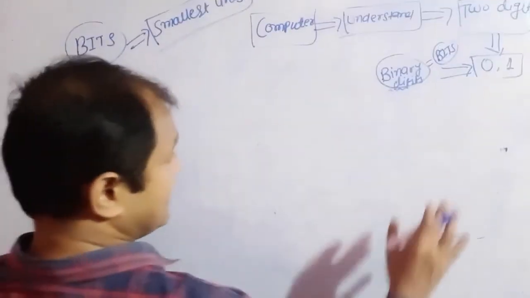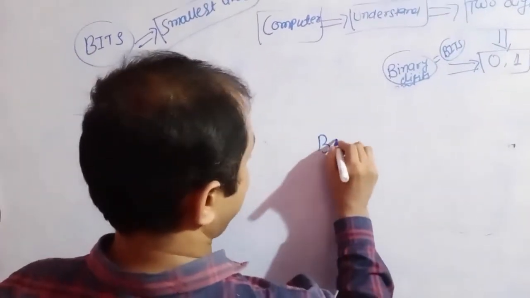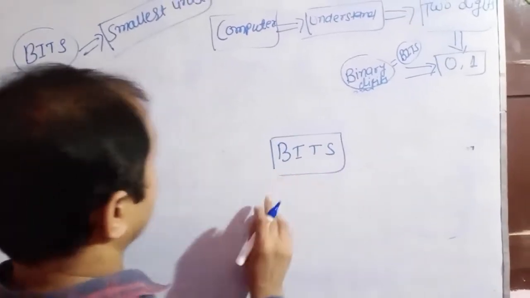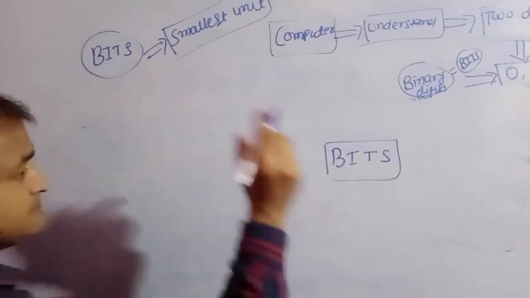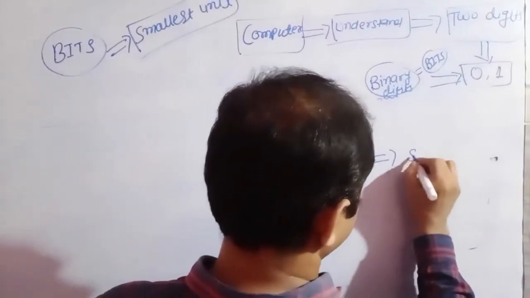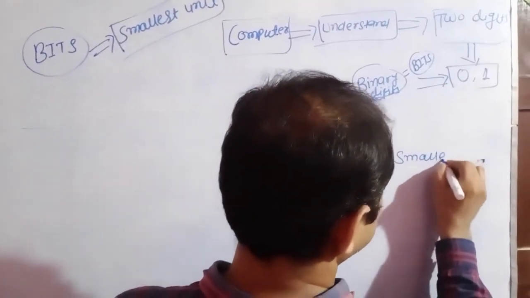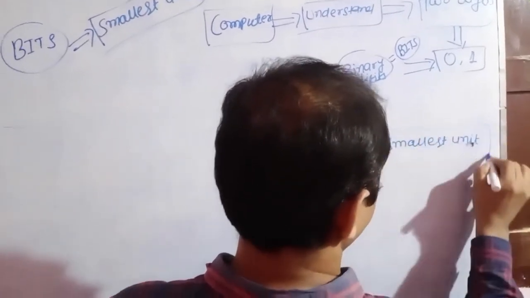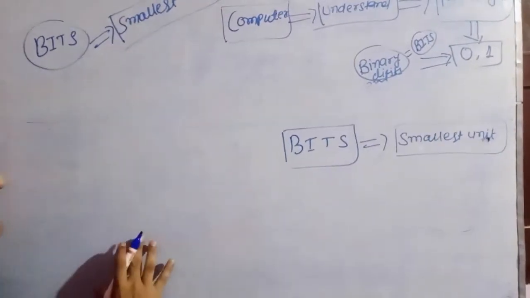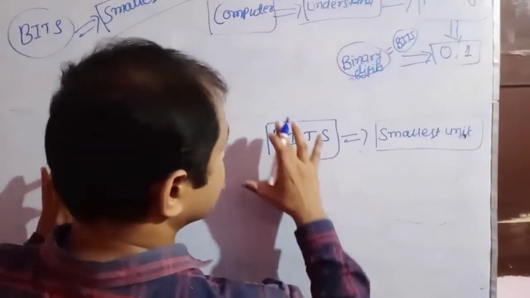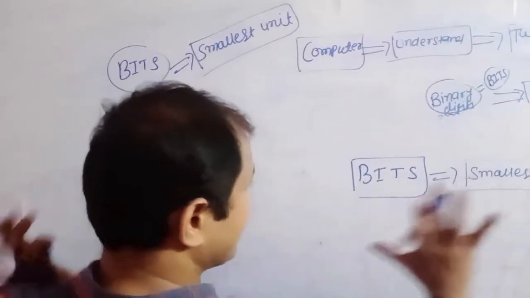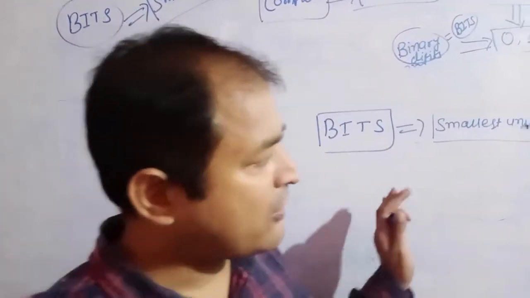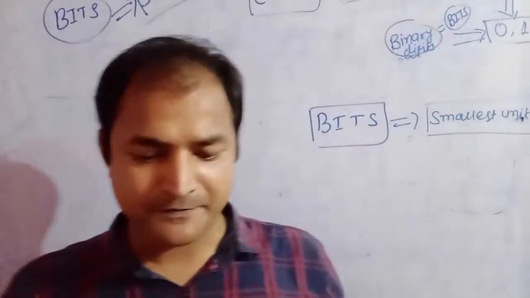My dear students, I discussed bits. I already discussed that a bit is the smallest unit in computer memory. Every student remember, because I have already discussed this topic with totally diagram basis. One time study, then all our points are automatically remembered.